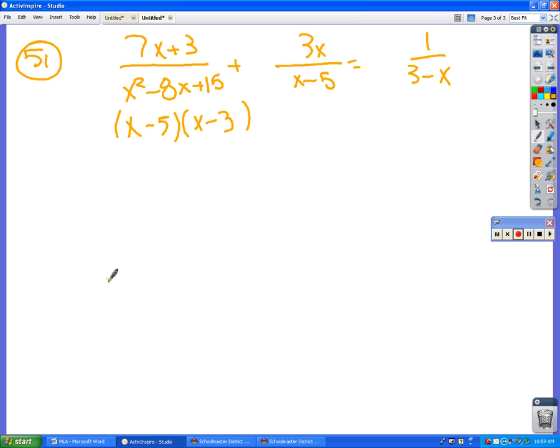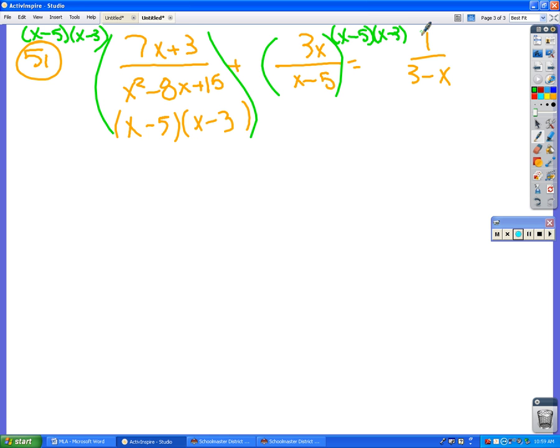All right, so what do I have to multiply everything by? X minus 5 and X minus 3. So this whole big piece right here by X minus 5 and X minus 3. Yeah, that's going to be nice. That whole thing's going to cancel. This thing times X minus 5 and X minus 3, and this thing right here by X minus 5 and X minus 3.